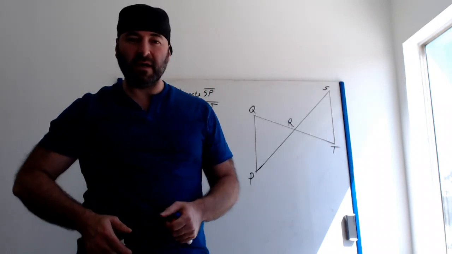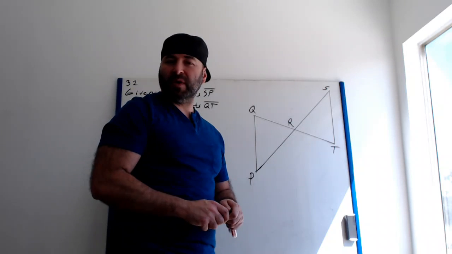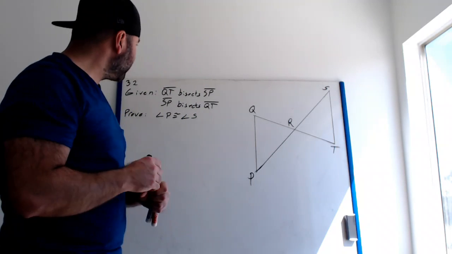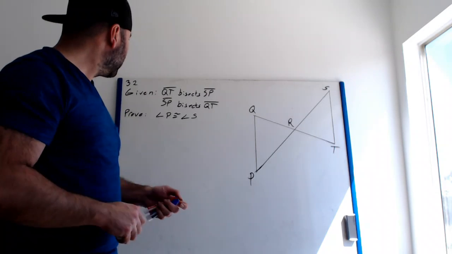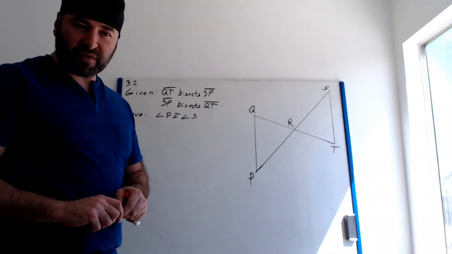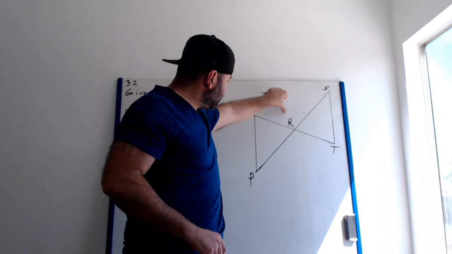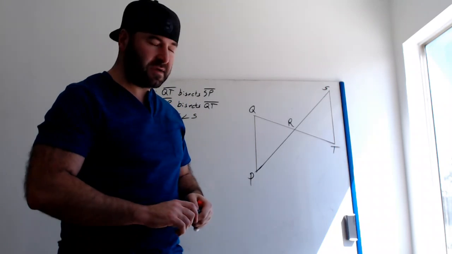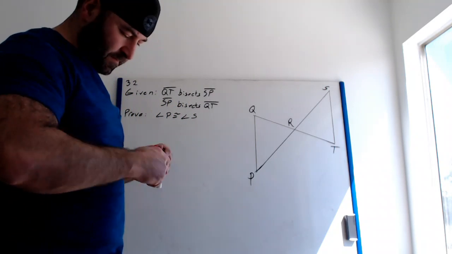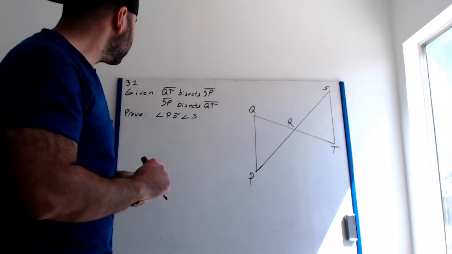Hey guys. So I've been waiting for a little bit, and nobody's posted any questions for me to go over on 5.5 or 5.6. So I chose I'm going to go over 32 and 33, and these are geometric proofs. Okay. So on number 32, this is our setup.